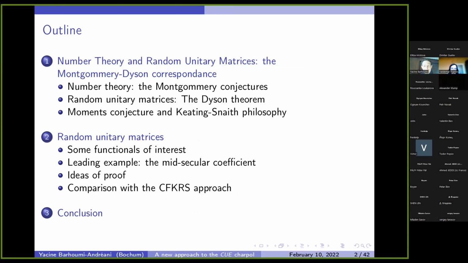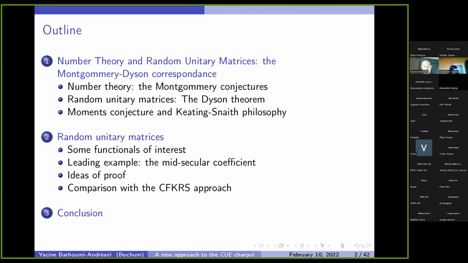So I will explain the so-called Montgomery-Dyson correspondence. And then I will explain some of the latest developments in the last 20 years, notably the moments conjecture of Keating-Snaith. Then I will explain what we compute in this theory, so the functionals of interest and what kind of results we aim to have. And then finally, I will explain one particular example, my personal contribution.